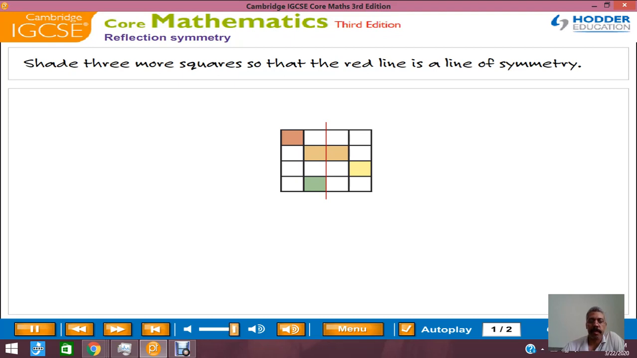In each row of the diagram, the same number of squares must be shaded on the left of the red line as on the right. Each pair of shaded squares must be the same distance from the red line as each other. In the top row, only one square is shaded on the left-hand side, 2 squares from the red line. The corresponding square on the right-hand side must be shaded.